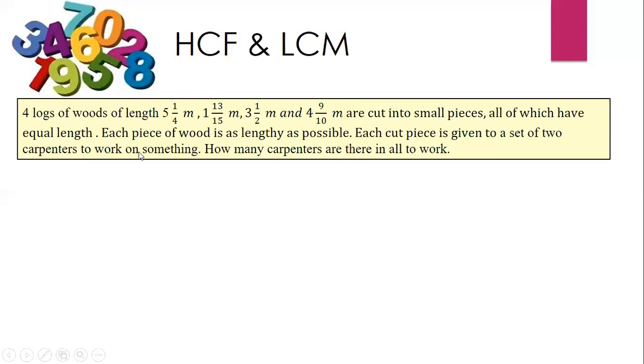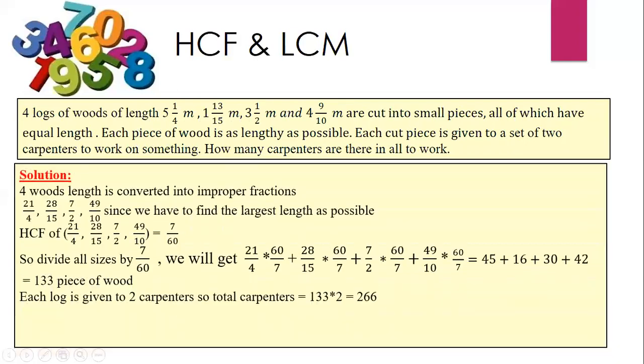Since they have given the words, each piece of wood is as long as possible, it is the maximum length that divides all the 4 values. The highest number which divides 5 1/4 meter, 1 13/15 meter and so on. So we need to find out the HCF of these values and divide each value by that HCF. See, the 4 wood lengths are converted into improper fractions so that it will be easy for calculation: 21/4, 28/15, 7/2, 49/10.